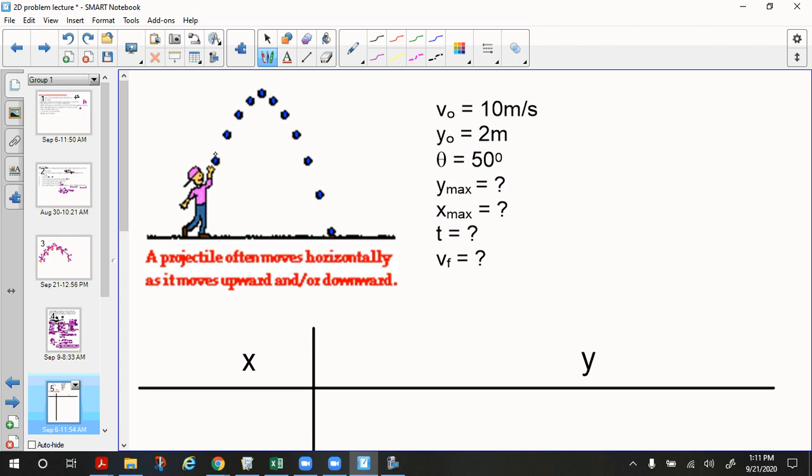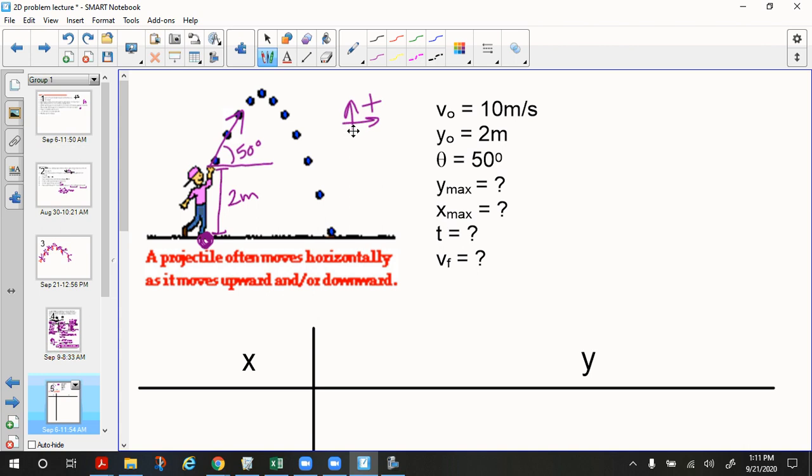So in this case, we have this kid throwing a ball, and the initial velocity is 10 meters per second. It's thrown at 50 degrees. So what that means is that this angle right here is 50 degrees. It is also thrown 2 meters above the ground. So this distance right here is 2 meters. And I'm going to choose right here as the origin. I need to do up and to the right as positive.